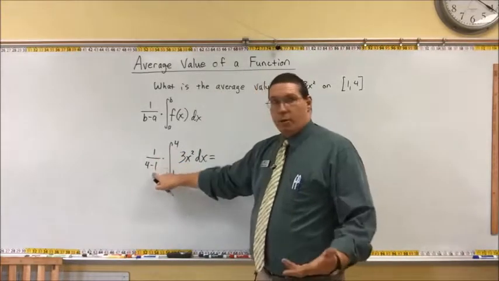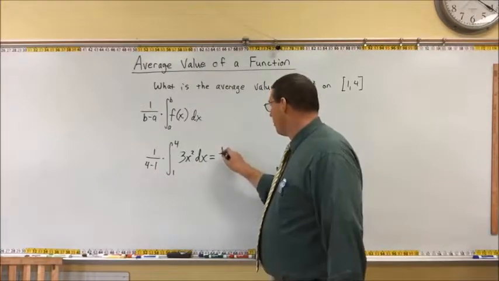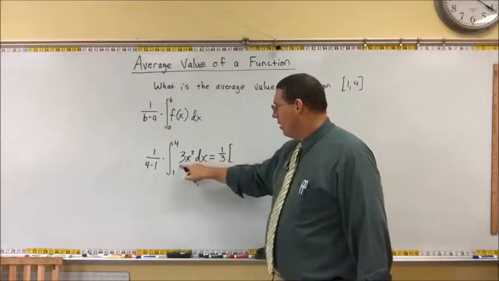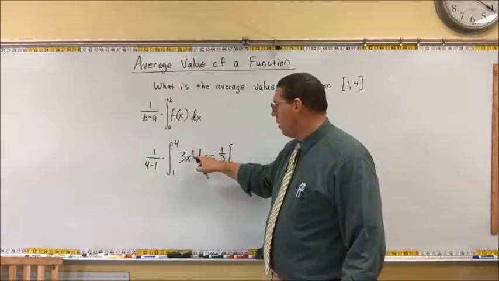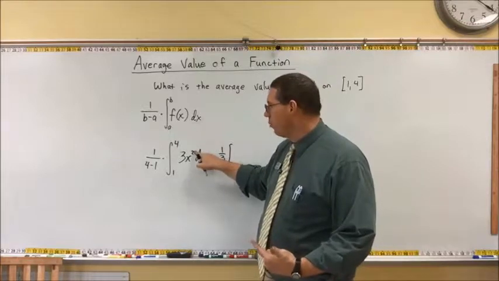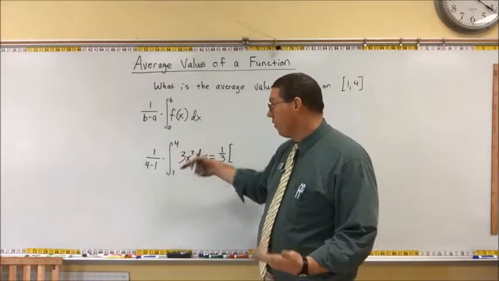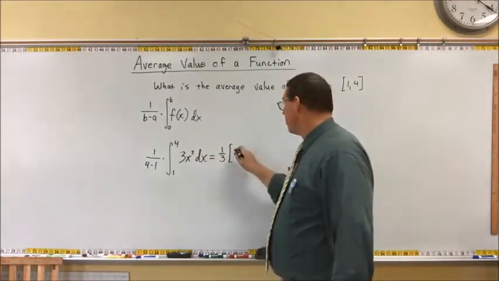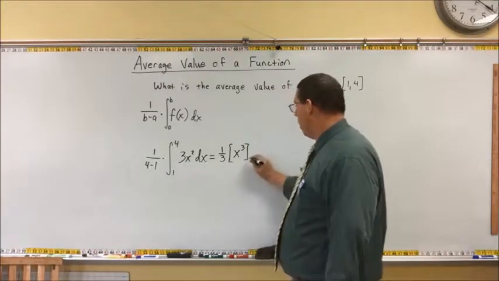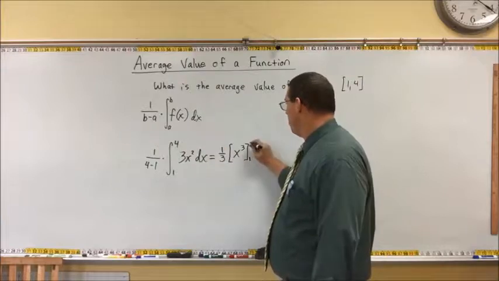1 over 4 minus 1, that's 1/3. So I'm going to put a 1/3 here. Then I'm going to do my bracket. The antiderivative of 3x squared, power up, becomes x to the third power. Then we're going to multiply by 1/3. 1/3 of 3 is 1, and so it's just x to the third power. Lower limit is 1, upper limit is 4.